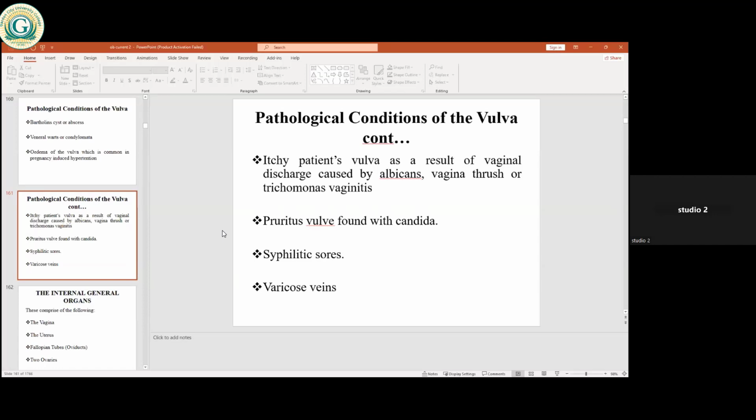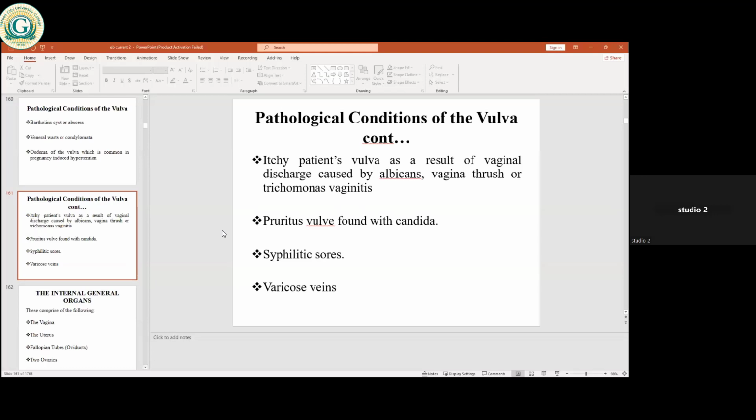The woman also develops varicose veins on the vulva, and normally it affects the labia majora and minora. When a woman gets varicose veins in the labia majora and minora, it is very dangerous. You have to take action. If the woman advances in pregnancy, you book her for delivery in a hospital.